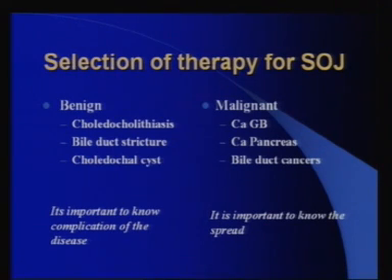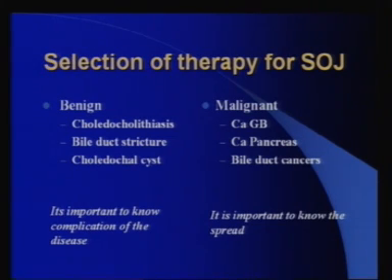Now, when we plan therapy for surgical obstructive jaundice, we have to immediately categorize the conditions into two entities. Are we dealing with benign entities or are we dealing with the malignant entities?